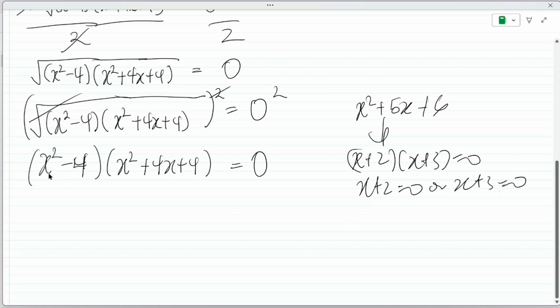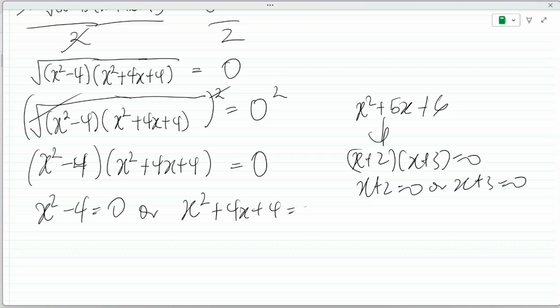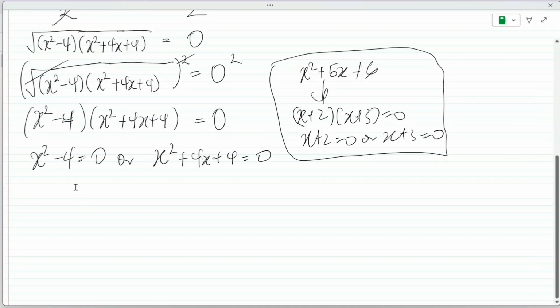Not minding that x here is to the power of 2, unlike this where x is to the power of 1. Now you can equate x squared minus 4 to 0 and also this value to 0, just like you do here. It's allowed in math. It's a method in math. You have x squared minus 4 equals 0, or x squared plus 4x plus 4 equals 0. You solve for x on both sides.